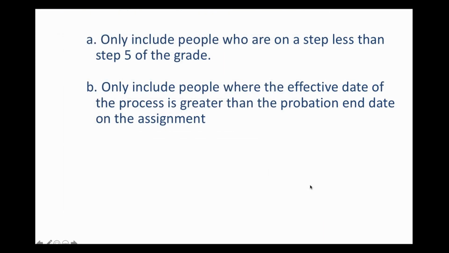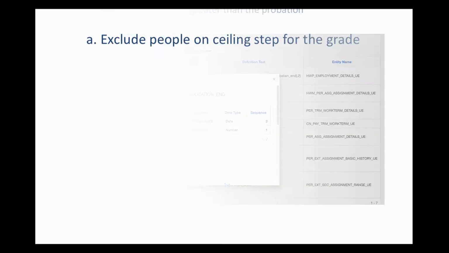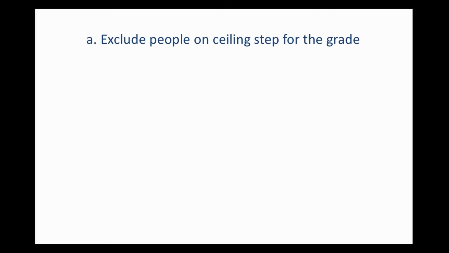Last time we looked at these two validations, the validation on the step and the validation on the probation period. Now we are going to look at the third part, that is basically excluding the people who are in the ceiling step. When the person is in the ceiling step, then we don't allow him to do the process. So basically, indirectly we are telling he cannot change from grade 1 to grade 2, because every grade has got its own ceiling steps.